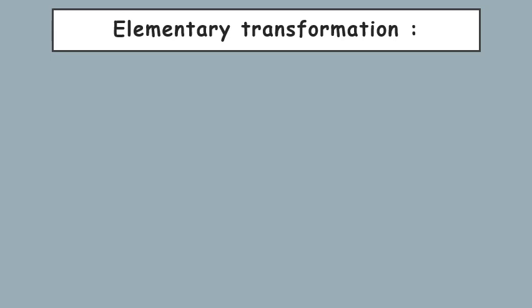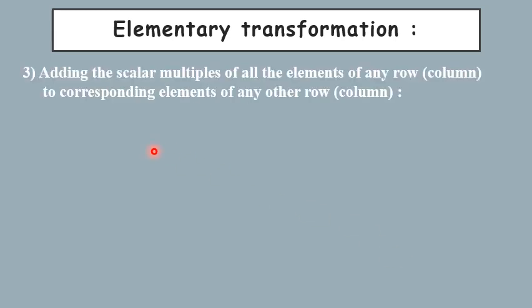Now the third transformation is adding the scalar multiples of all the elements of any row or column to the corresponding elements of any other row or column. Suppose we are going to change the ith row such that we multiply the jth row by k and add it into the ith row. In mathematics, this can be written as: Ri changes to Ri plus k Rj, means we multiply the jth row by k and then add it into Ri.